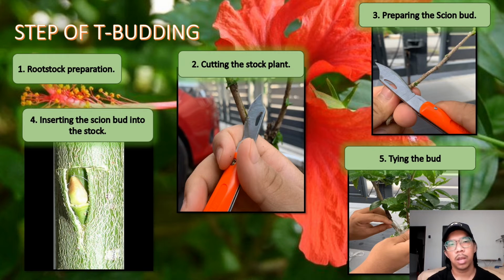So we need to open this area, the lower area. Open that and insert the scion. After that, we tie the bud. After we insert the scion, we need to tie it properly because it can easily come out.